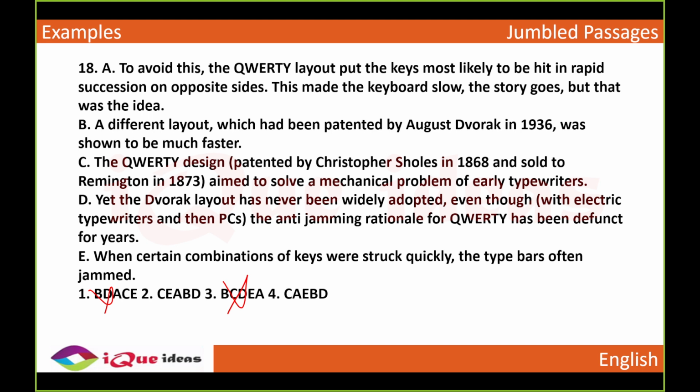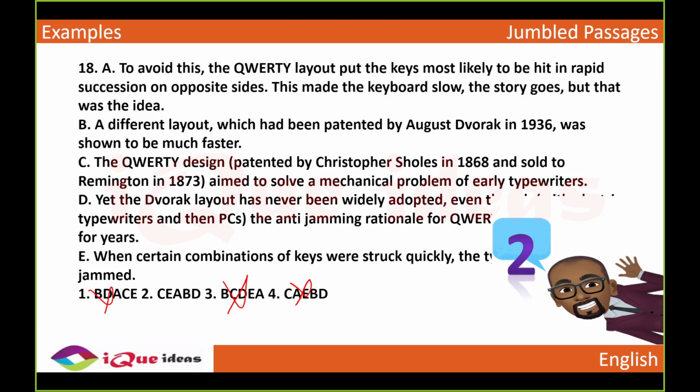Now A talks about to avoid this QWERTY layout, put the keys most likely to be hit. Okay. C says the QWERTY design was solving a problem. And A says to solve this, but the problem has to be defined first. E says, so C says QWERTY design was to solve a problem. What is the problem? When certain combinations of keys were struck, the type bars were jammed. So to solve this problem, CEA makes most sense. So CEA and BD ke baad. B introduces the concept of Dvorak keyboard and D says this keyboard was faster but it was not adopted. So BD also makes sense, leaving us with second option CEABD.